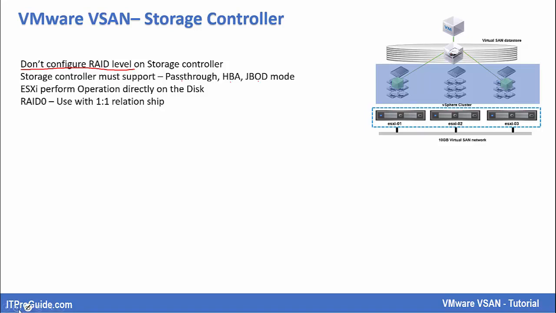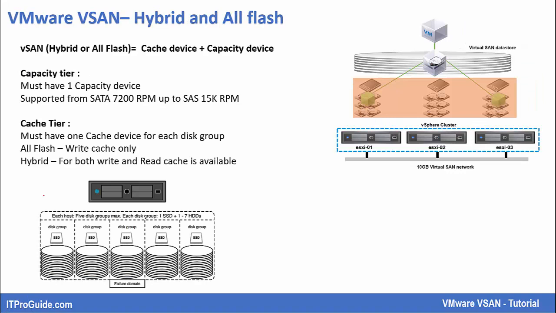In VMware vSAN, you have two choices for storage devices: hybrid and all flash. Hybrid is a combination of differently performing storage devices. All flash means complete flash disks. So whether it is a hybrid or all flash device combination, you need to reserve one device as a cache device, that is the minimum, and one minimum capacity device also. And the capacity tier supports SATA to SAS, or you can go for flash also.